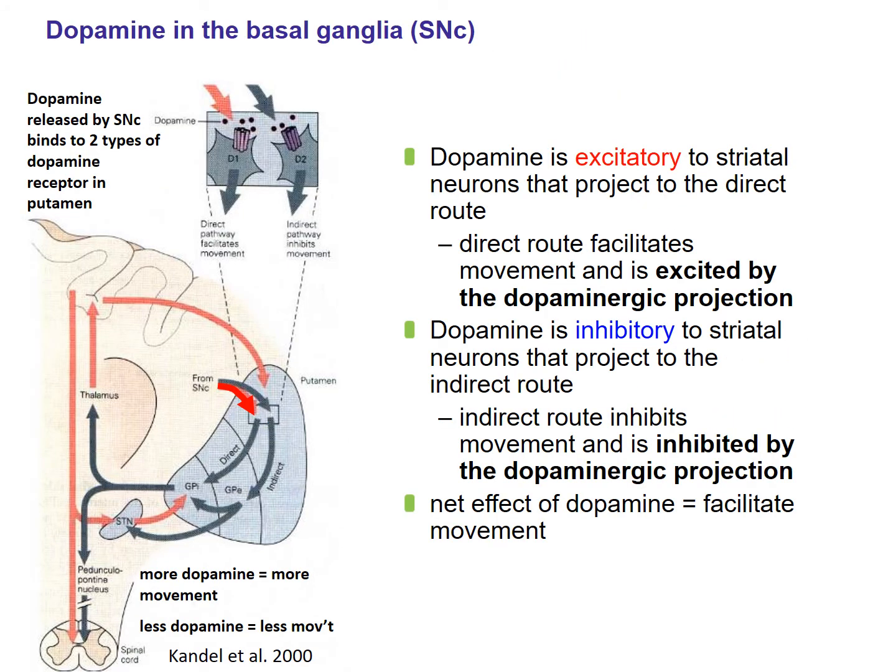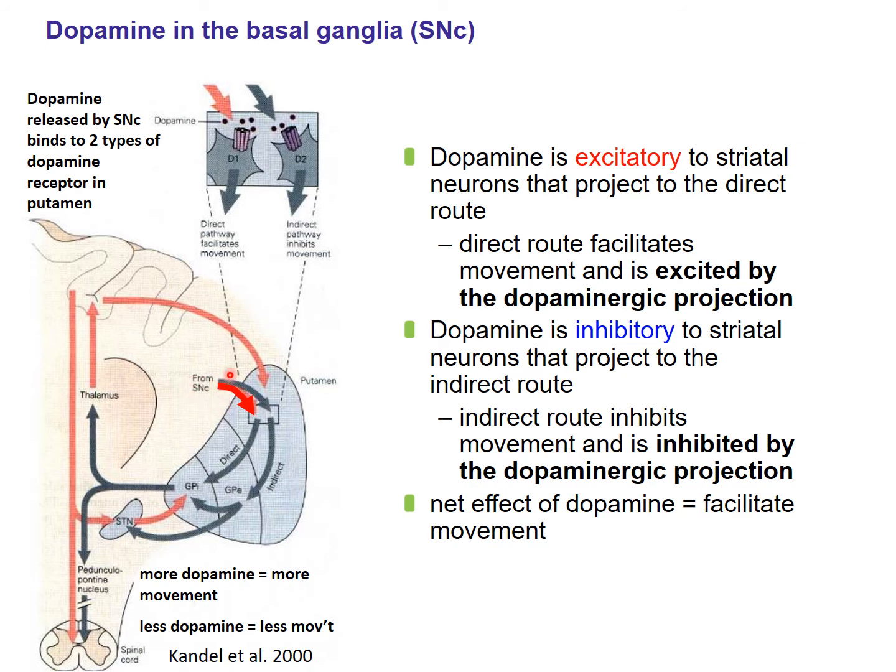Let's look at the effect of dopamine in the basal ganglia. So dopamine is released by the substantia nigra, and it binds to two different types of dopamine receptors in the putamen. Dopamine has an excitatory effect to striatal neurons that project to the direct route. So the direct route facilitates movement and is actually facilitated or excited by the dopaminergic projection.